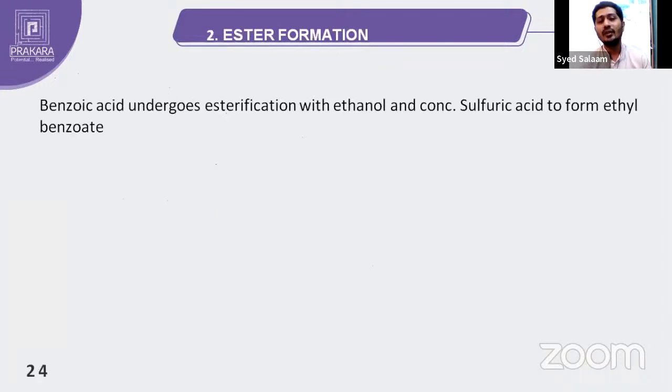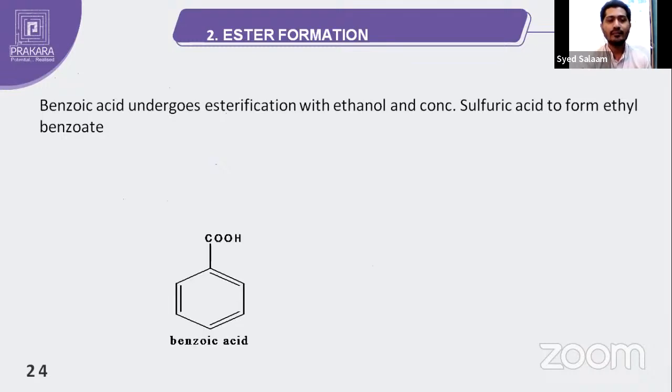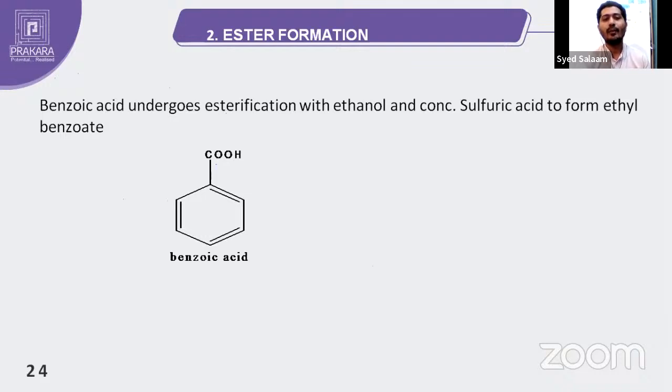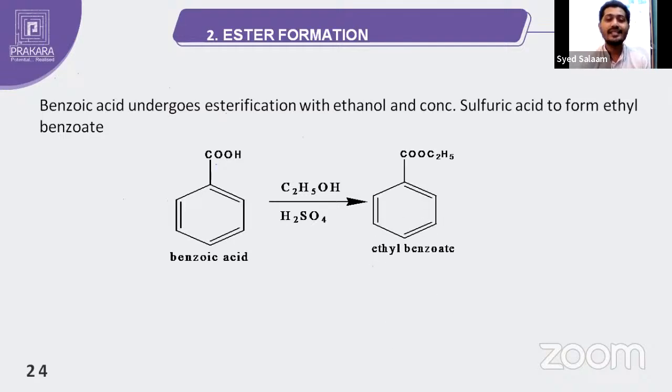Similarly, benzoic acid undergoes an esterification reaction with ethanol and concentrated sulfuric acid to form ethyl benzoate. So when benzoic acid reacts with ethanol, it forms ethyl benzoate, that is the ester. This is a reaction between an acid and an alcohol; ethanol is the alcohol. In the presence of sulfuric acid, when an acid reacts with an alcohol, it gives an ester. That is a characteristic identification reaction of carboxylic acids.